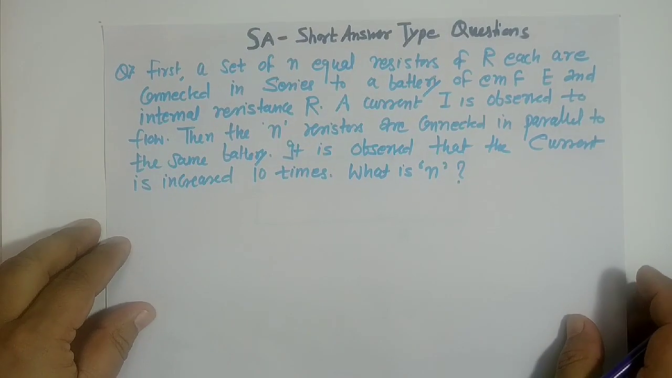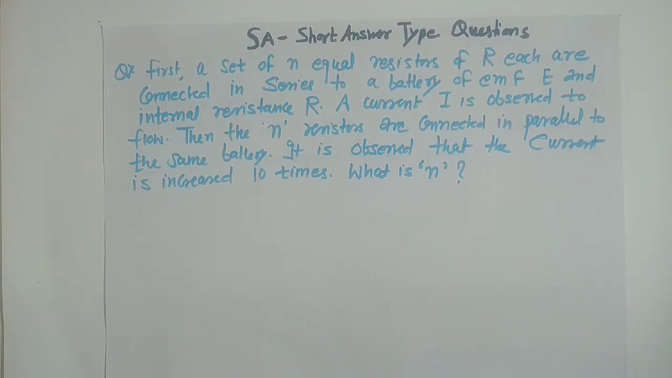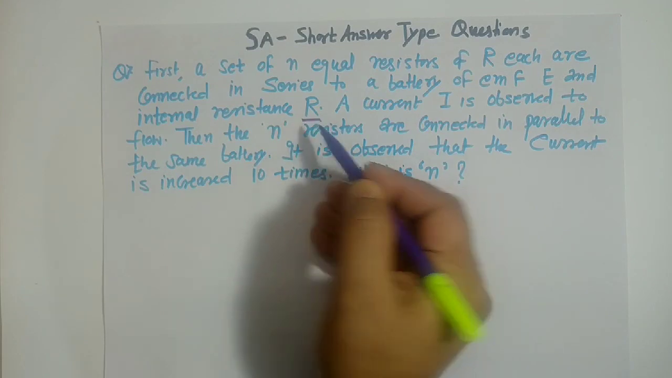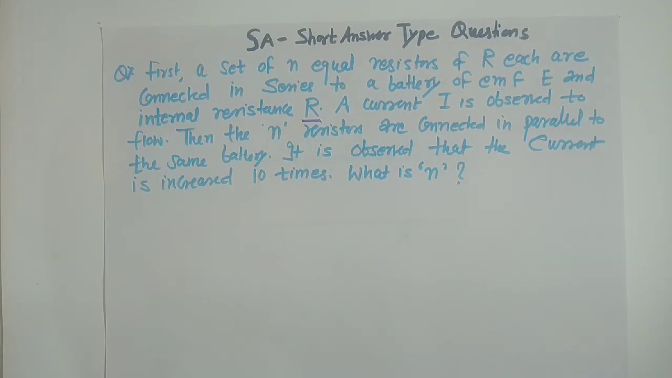Got it? Now question number 7. Question number 7 is a short answer question. A set of n equal resistors of R each are connected in series to a battery of EMF E and internal resistance R. Okay, internal resistance is also R. A current of I is observed to flow.